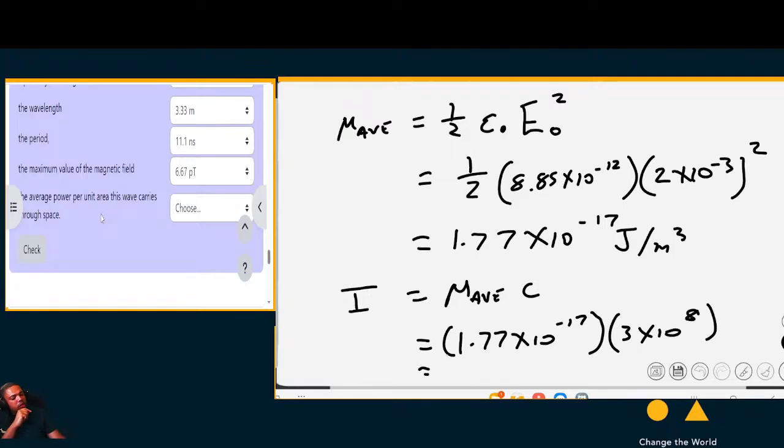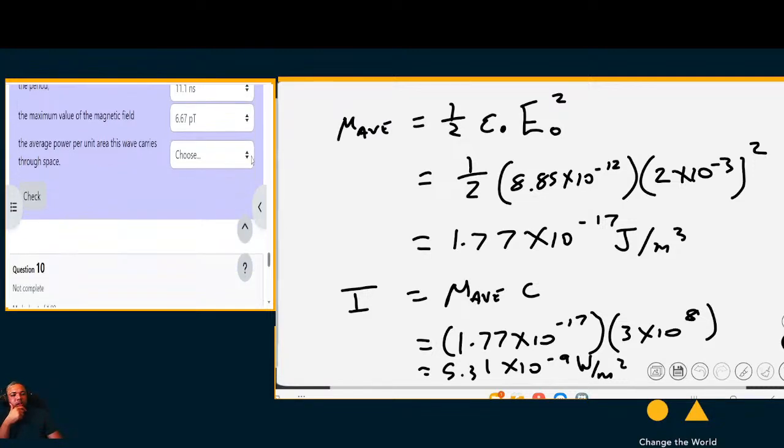That provides us with an answer of 5.31 times 10 to the negative 9 watts per meter squared. That is the intensity, the average power per unit area. So the intensity is 5.3 times 10 to the negative 9 watts per meter squared.